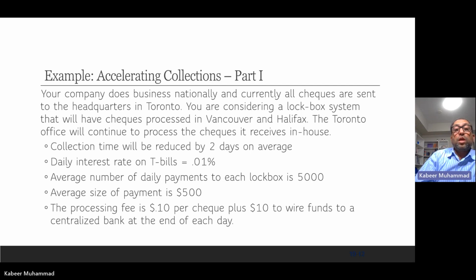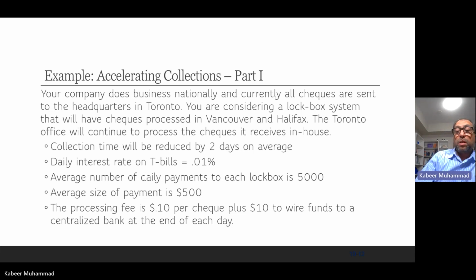So we see here, this is an example. Your company does business nationally, and currently all checks are sent to the headquarters in Toronto. You are considering a lockbox system that will have checks processed in Vancouver and Halifax. So the Toronto office will continue to process the checks it receives in-house. Now, what is going to happen? Collection time will be reduced by 2 days on average, and the interest rate on T-bills is 0.01%. The average number of daily payments to each box is around 5,000, and the average size of the payment is 500.